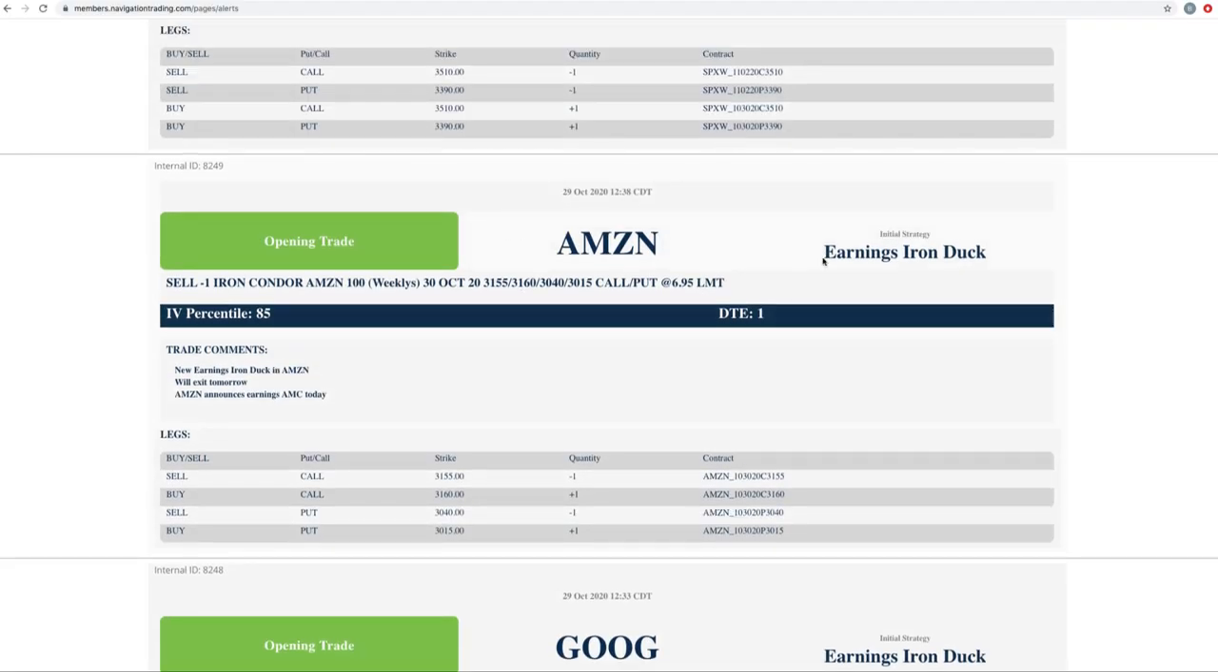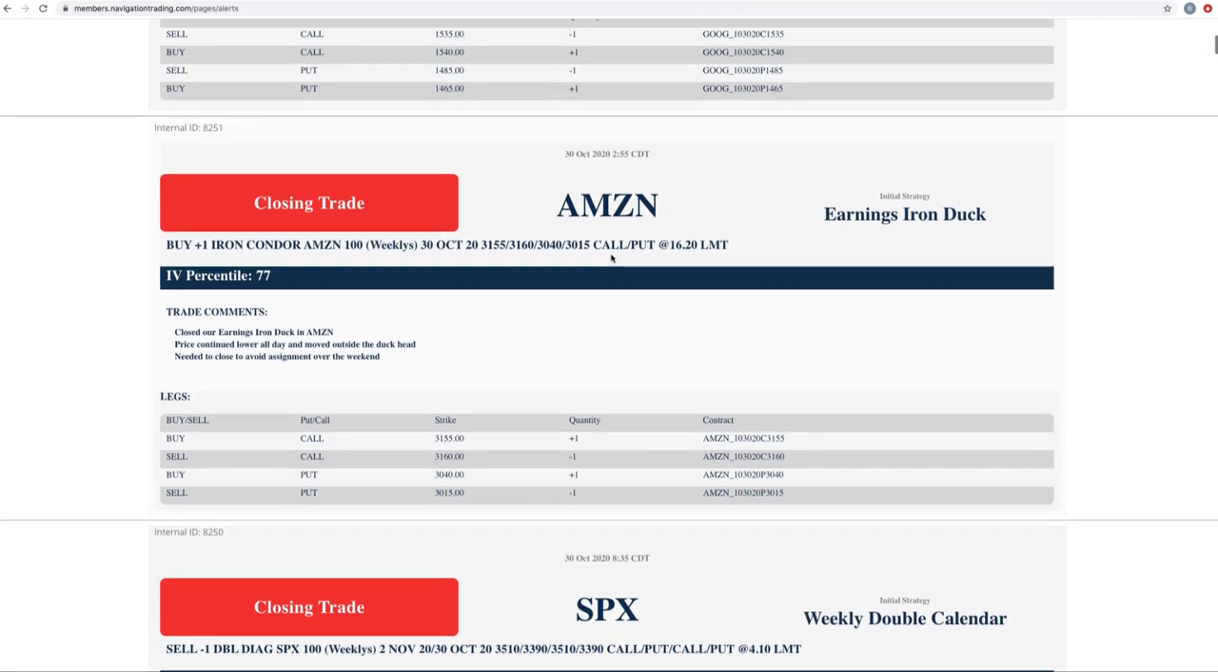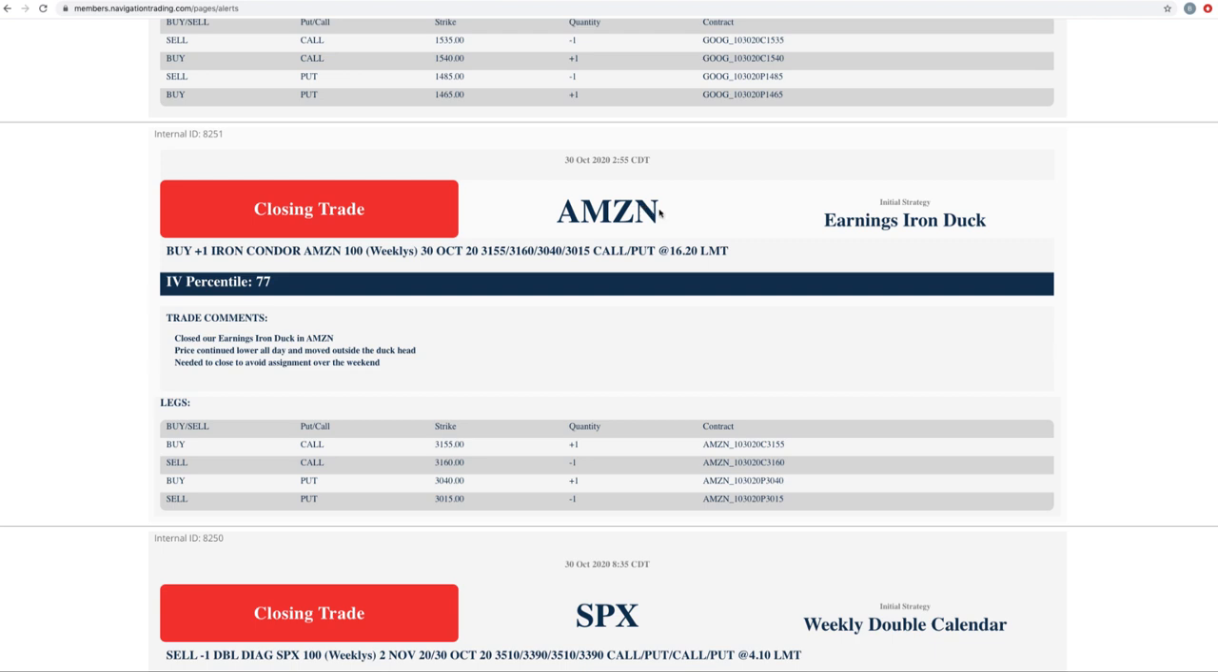And then the earnings iron duck in Amazon. So this was the really frustrating one. Let's just go to that. We had to close that out right before the end of the day.